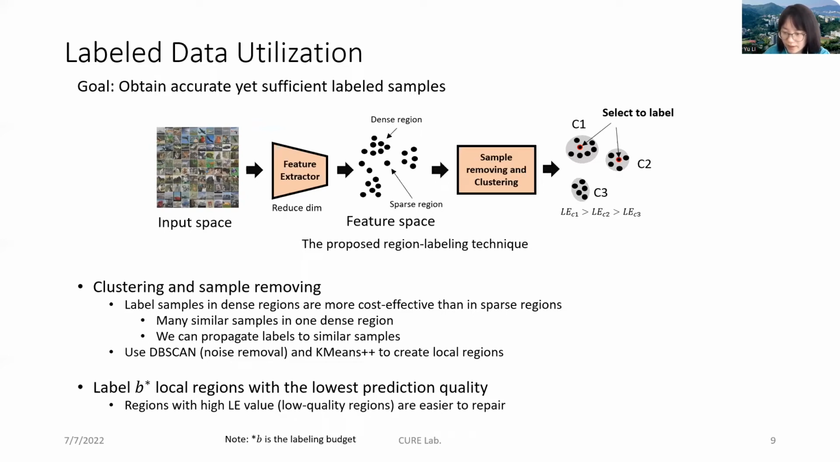Then we rank each region with an estimated prediction quality and prioritize the low quality regions, since repairing them brings more benefit than repairing well-trained regions. At last, under the given labeling budget, we annotate one sample for each region and propagate the label to other samples in the region. In this way, the training data density for poor regions can be increased.